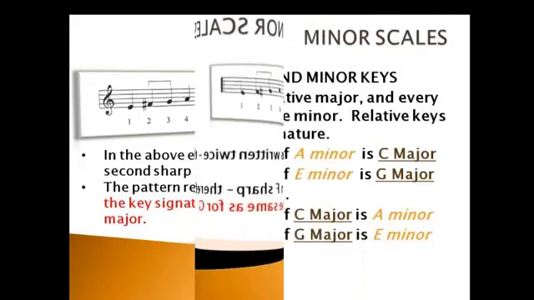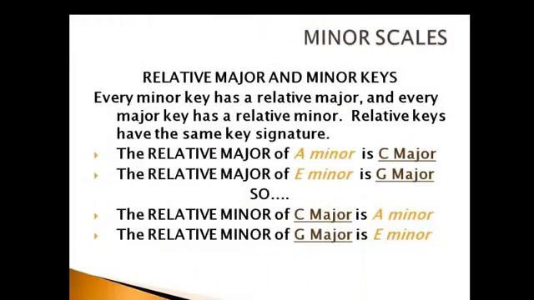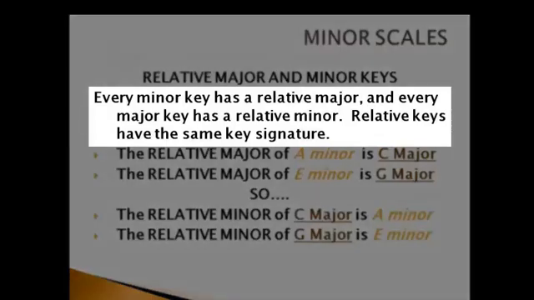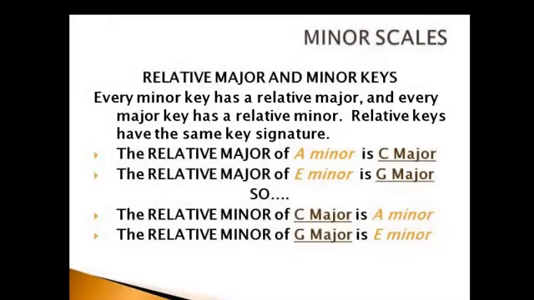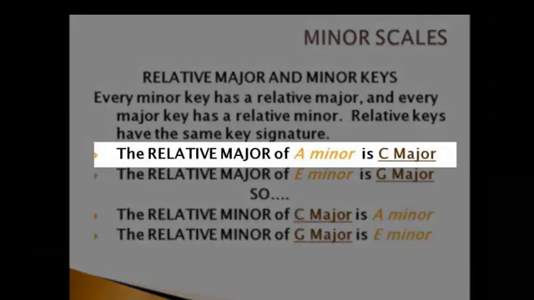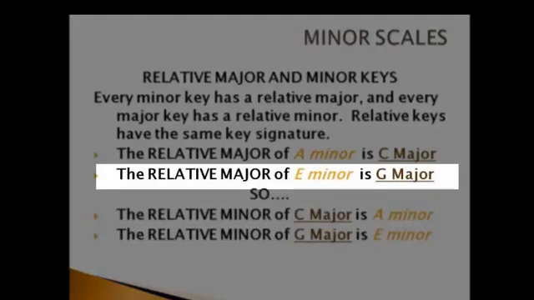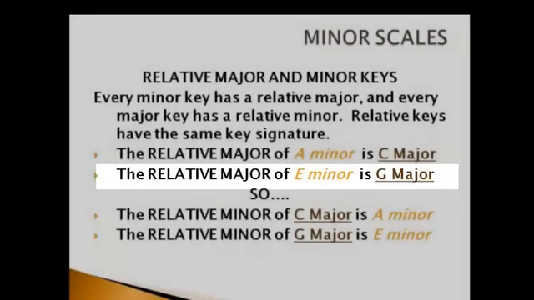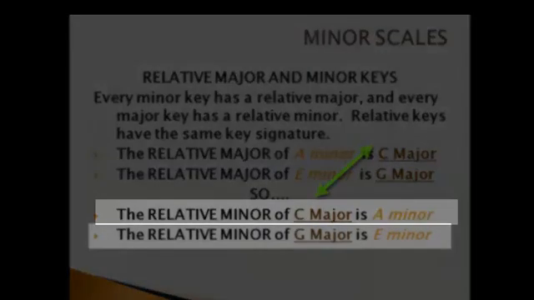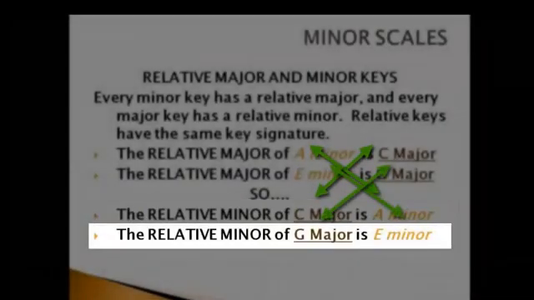Sometimes it can be a challenge to keep it straight, figuring out relative majors and relative minors. Every minor key has a relative major, and every major key has a relative minor. Our major and minor relatives are going to use the same key signature. The relative major of A minor is C major. The relative major of E minor is G major, which means that the relative of C major is A minor and the relative of G major is E minor.